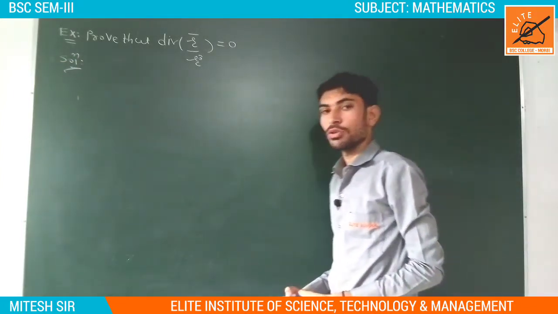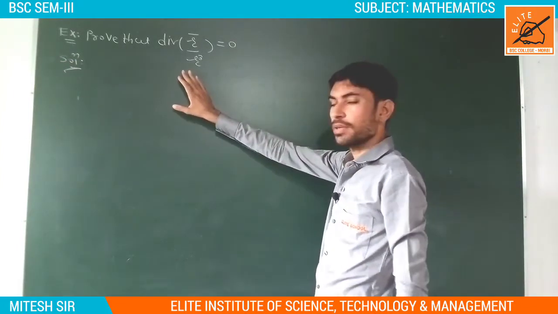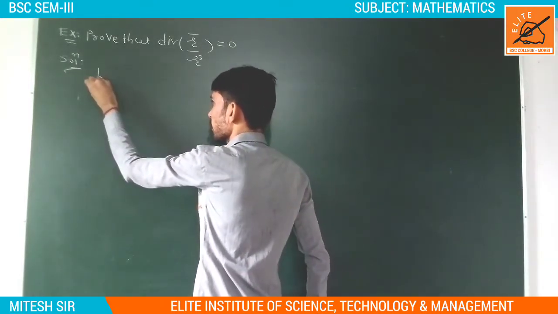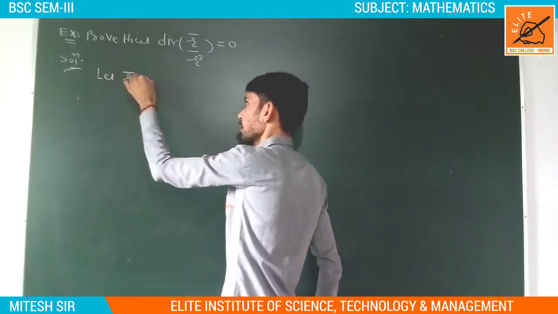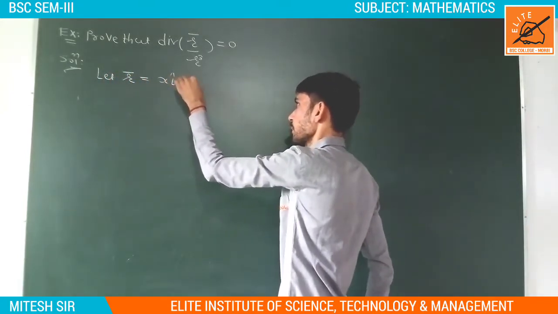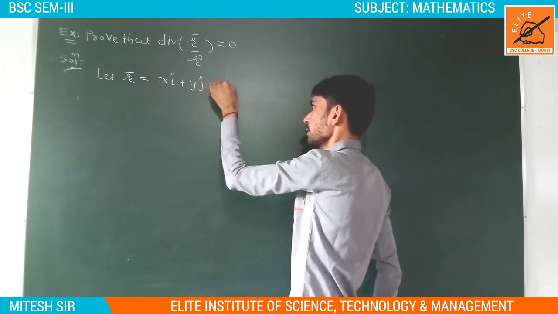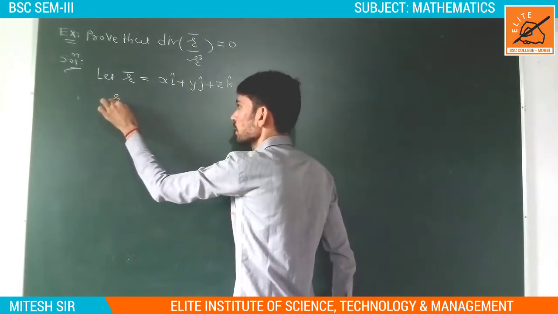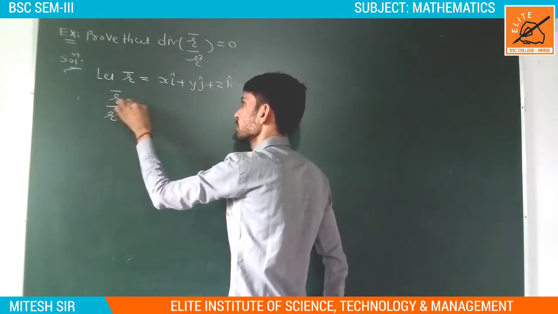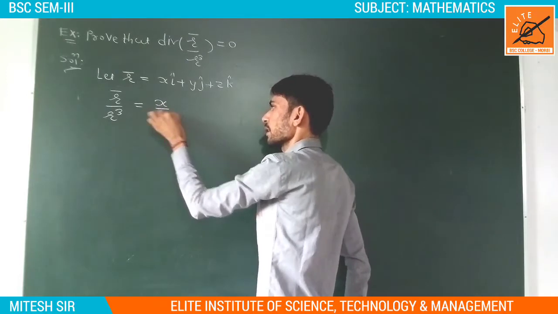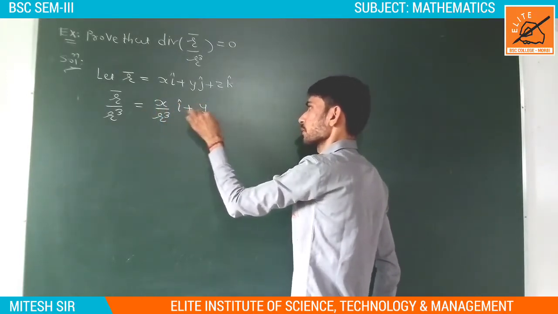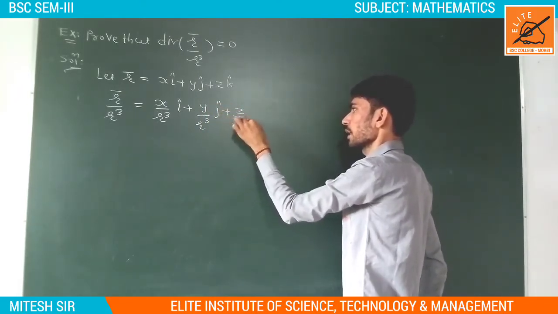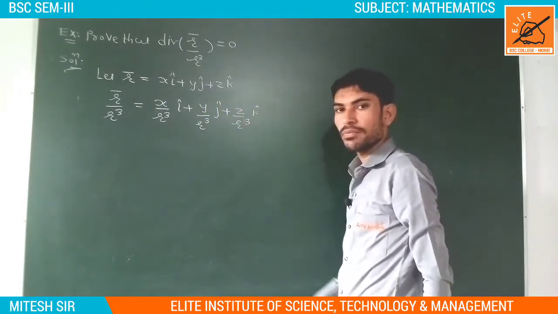So now we see the solution, and here we proceed as we saw in our earlier examples. So first of all, we write the vector r bar as x i cap plus y j cap plus z k cap. Now we divide vector r bar by r cube. So vector r bar upon r cube means x upon r cube i cap plus y upon r cube into j cap plus z upon r cube into k cap. Now we find its divergence.